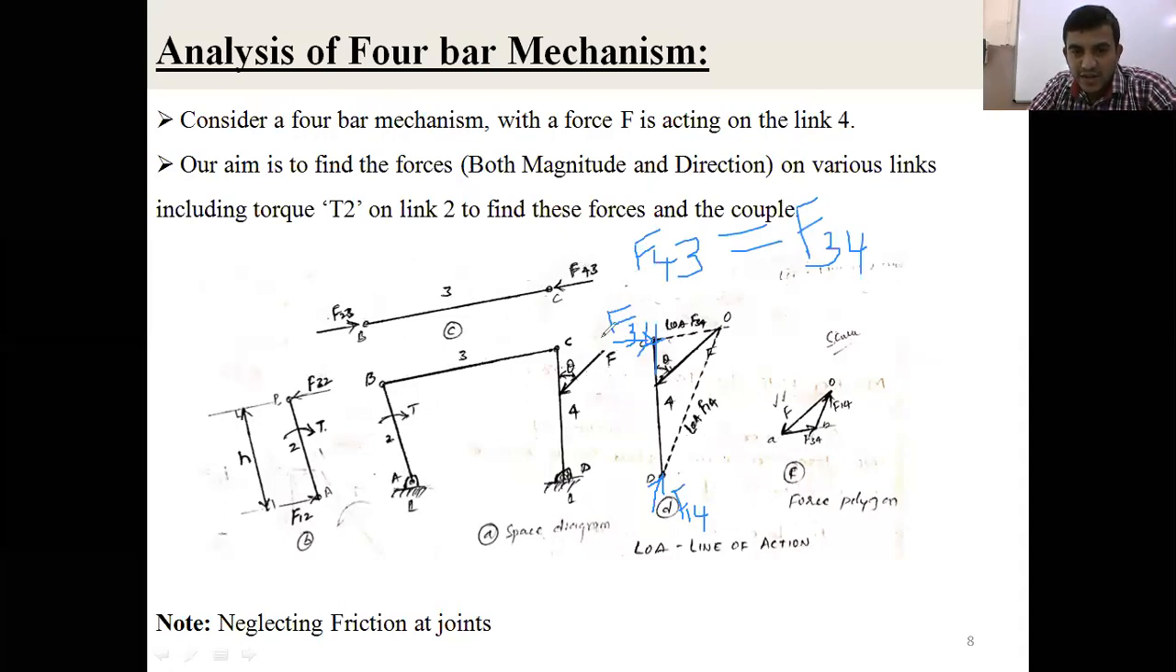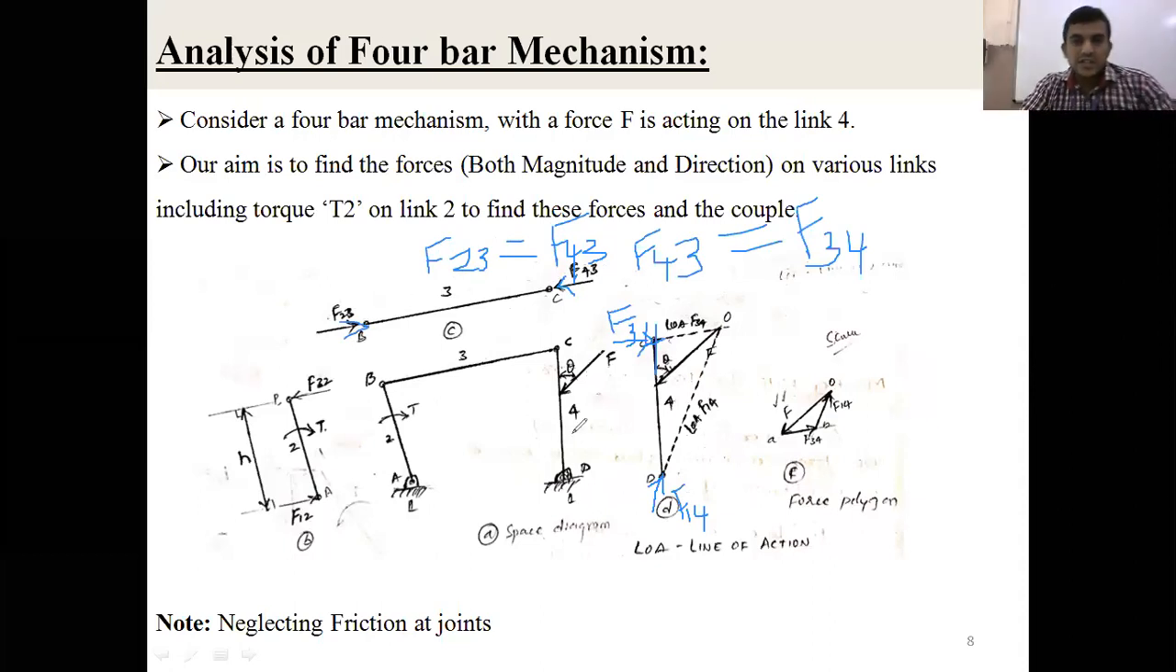You can see the arrow mark here on link 4, and on link 3 you can see the arrow mark like this. Again, link 3 is subject to how many forces? Two forces. When a member is subject to only two forces, how do you make it equilibrium? F23 should be the same magnitude, F23 is equal to F43, but acting in the opposite direction. This is acting towards the body, and this also acts towards the body.